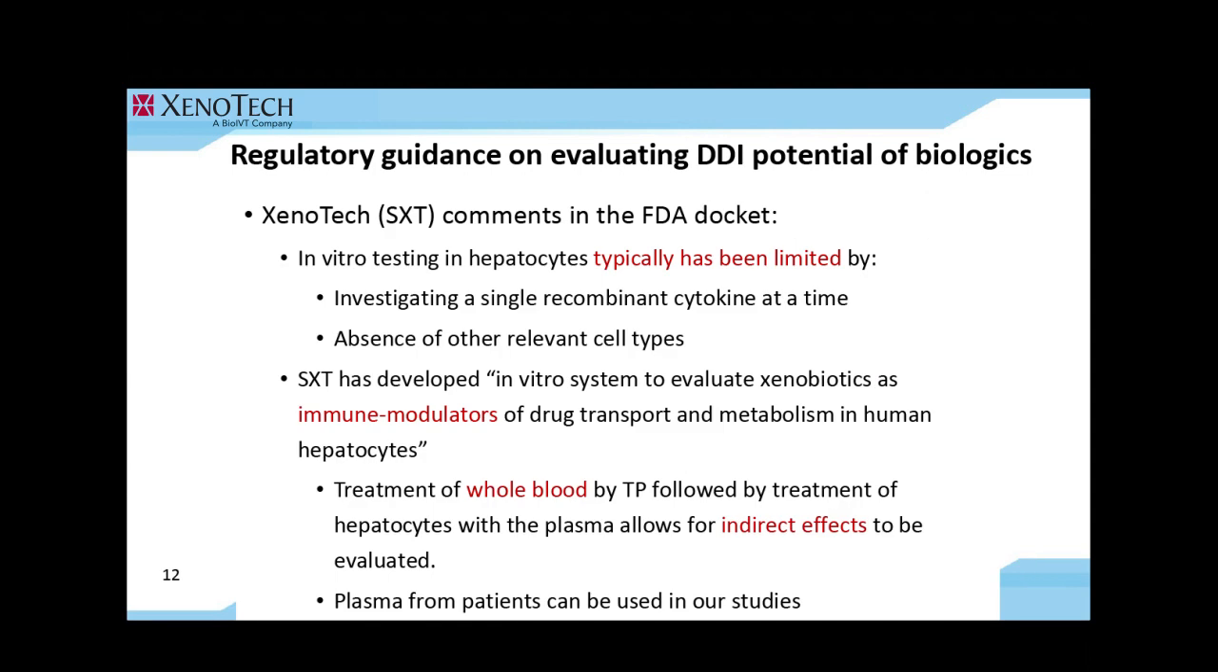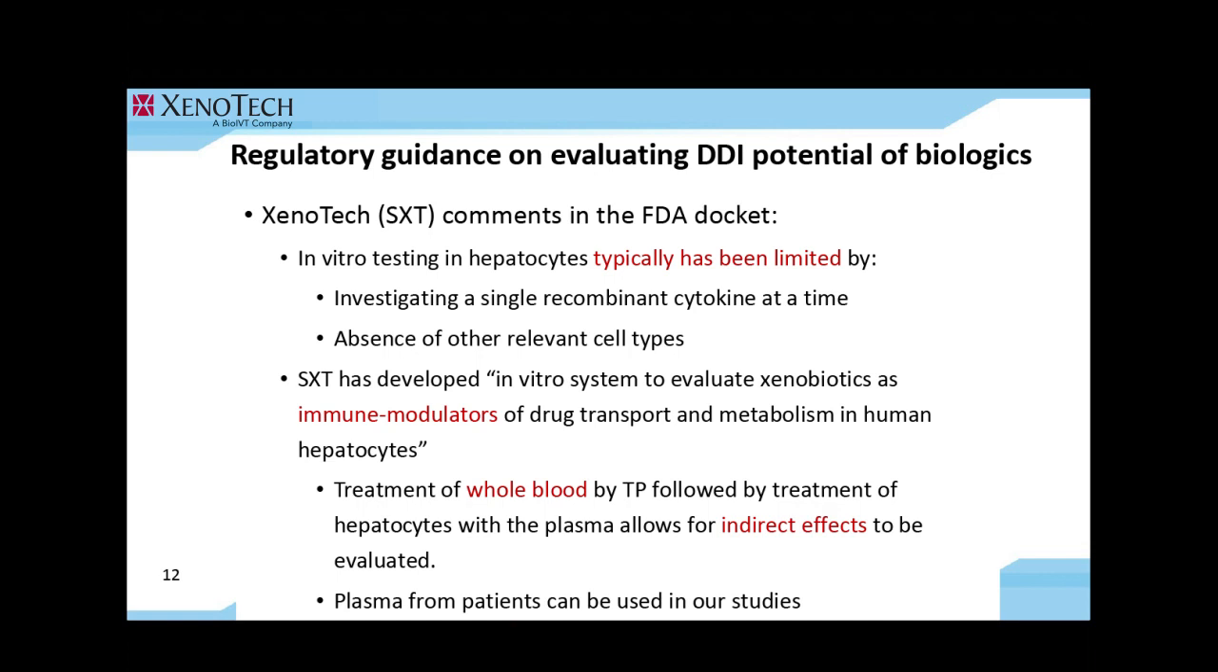XenoTech also provided our comments to FDA request for information. We stated that in vitro testing in hepatocytes typically has been limited by 2 factors. First, investigating a single recombinant cytokine at a time, while in vivo we deal with a plurality of cytokines. Secondly, absence of other relevant cell types in the test system, and we certainly recognize that peripheral blood mononuclear cells are a major contributor of cytokines that reach hepatocytes.